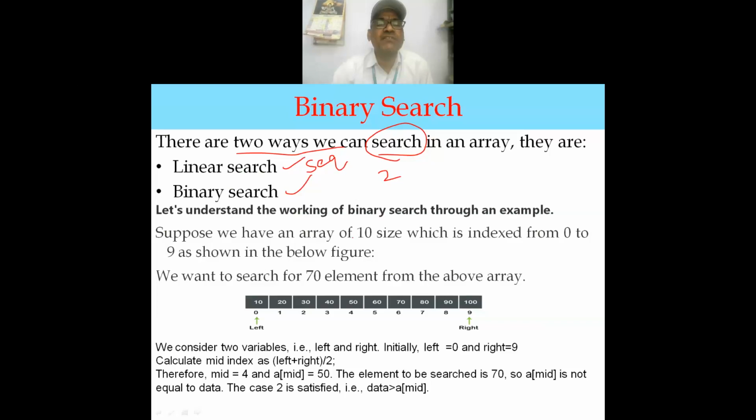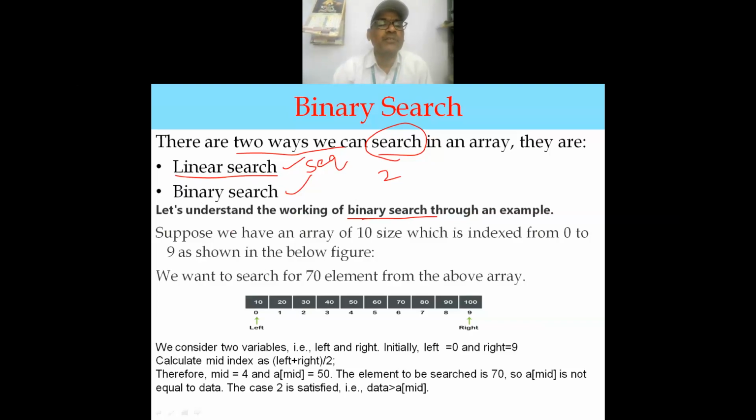Let us understand the working of binary search. One of the important prerequisites for performing binary search is that the given array of elements must be in sorted order. That is the prerequisite to apply binary search, whereas to perform linear search, you need not require a sorted array as an input.